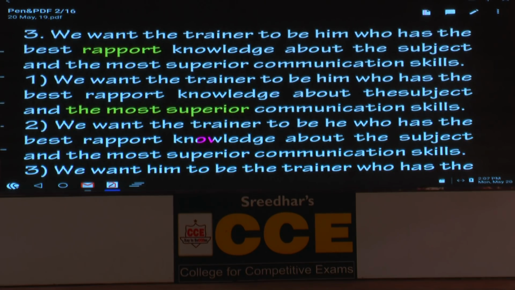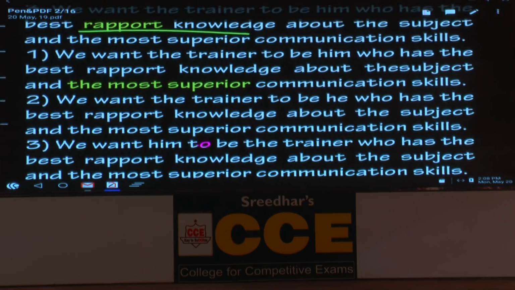This is again very difficult for two reasons. The context is not a familiar context; it doesn't go with youngsters like you. And it's a lengthy sentence, not easy to make out. We want the trainer to be him, who has the best rapport knowledge about the subject and the most superior communication skills. Last time also I said I'm not convinced with this expression. Rapport knowledge, it doesn't sound right. But in all the expressions, I think they have used rapport knowledge. So common sense, is it right or wrong? You have to accept it. Now, where is the problem here?